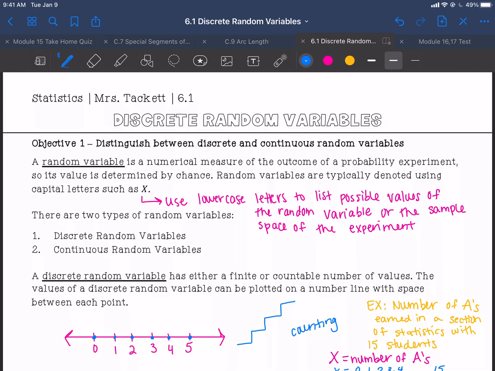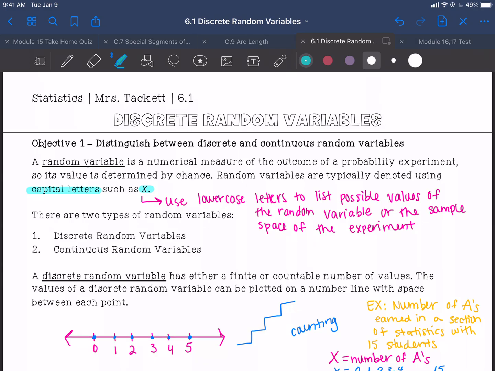A random variable is a numerical measure of the outcome of a probability experiment, so its value is determined by chance. Random variables are typically denoted using capital letters such as capital X. So keep that in mind. So that would represent the random variable.